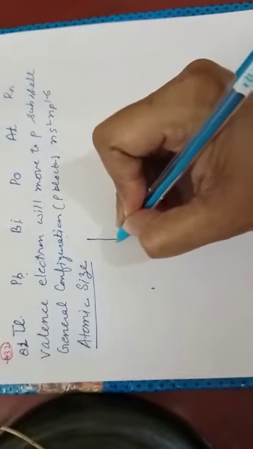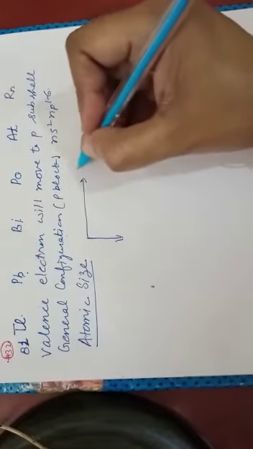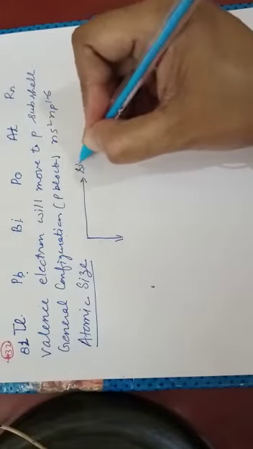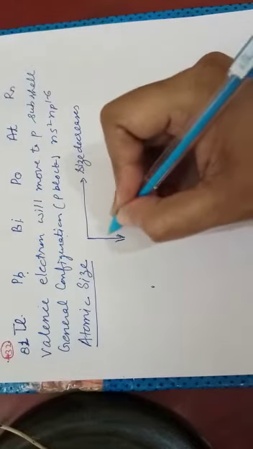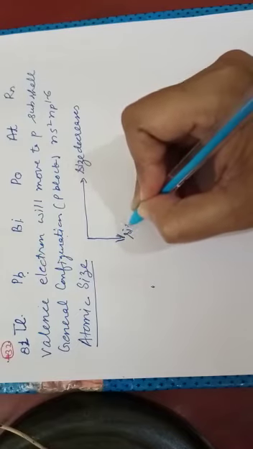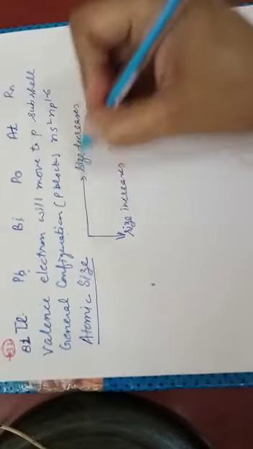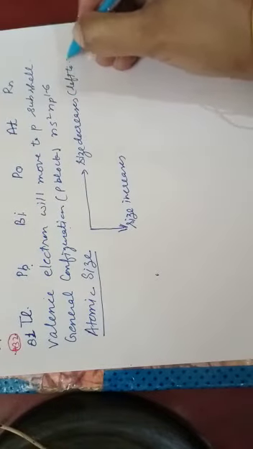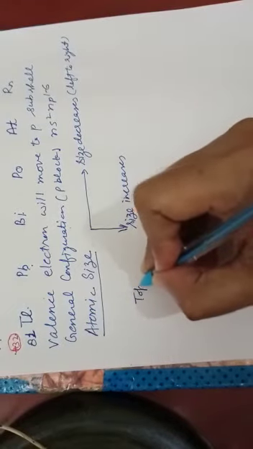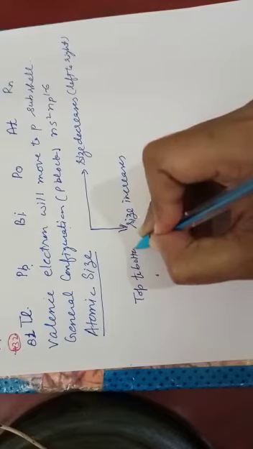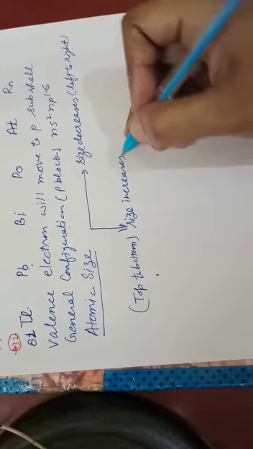We know that in a periodic table, when we are moving from left to right, size decreases. When we are moving top to bottom, size increases. Left to right, size decreases. Top to bottom, size increases. Can you give the reason behind this?